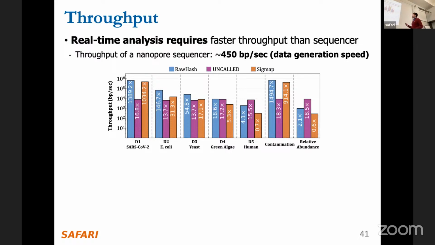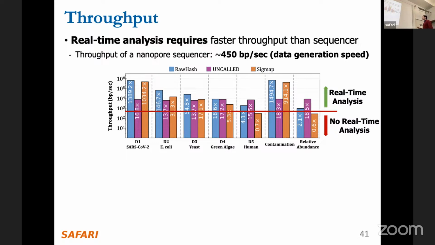So the first result is about throughput. Here the figure shows on the y-axis the throughput results of each tool, and the x-axis shows the data sets used to generate these results. We have 3 tools indicated with different colors. One thing to remember is that real-time analysis requires faster throughput than a sequencer. The throughput of a single nanopore is around 450 bases per second, and this 450 is around here. If a bar is above that threshold, you can assume that the tool can achieve real-time analysis.